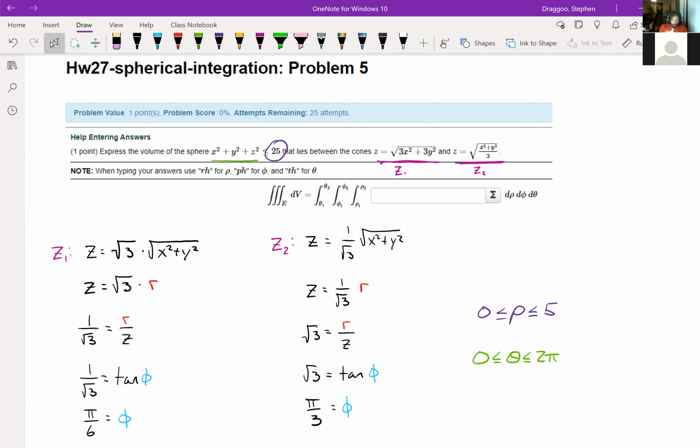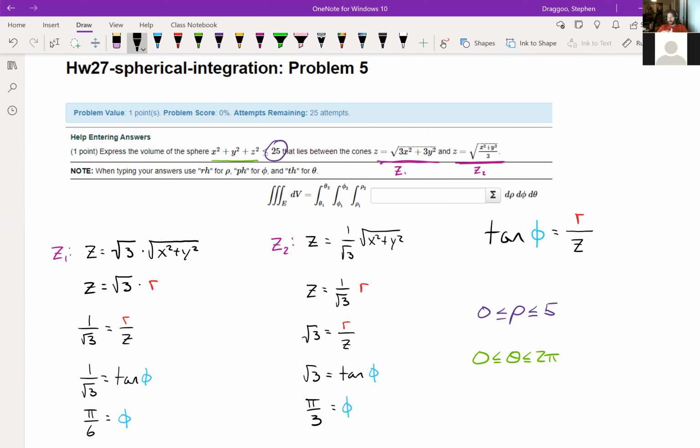So one of the equations that's particularly helpful here is that tangent of phi is equal to r over z. Where r is the r value that we use from cylindrical coordinates. It's the same r we would use from polar coordinates, not rho, which is the three-dimensional radius we use in spherical coordinates.